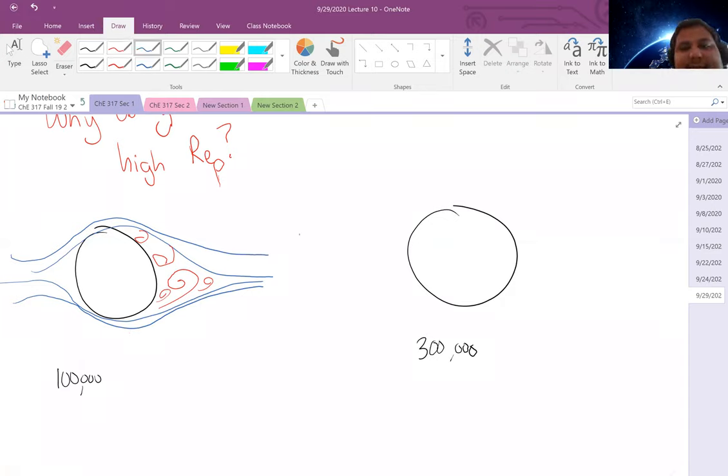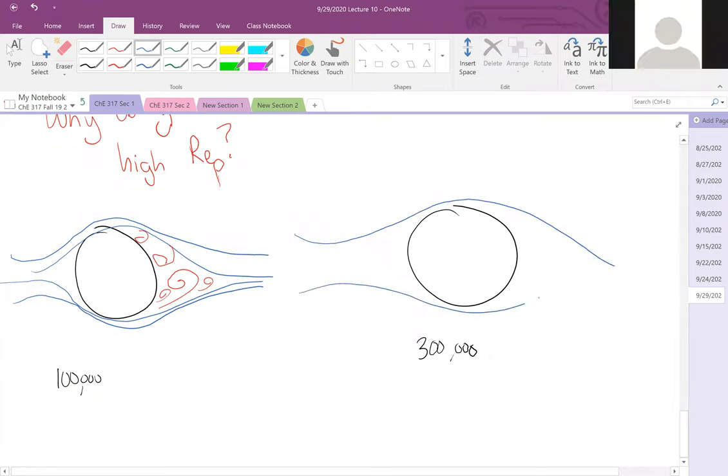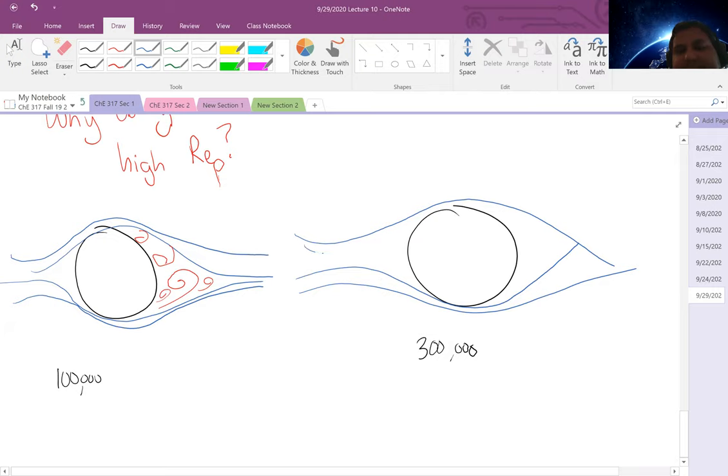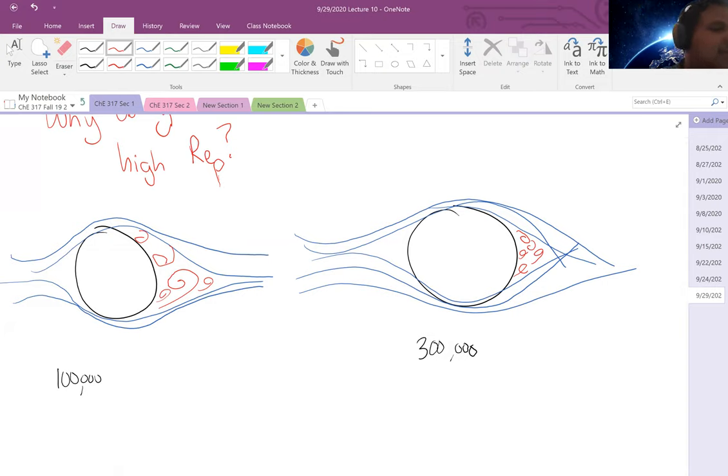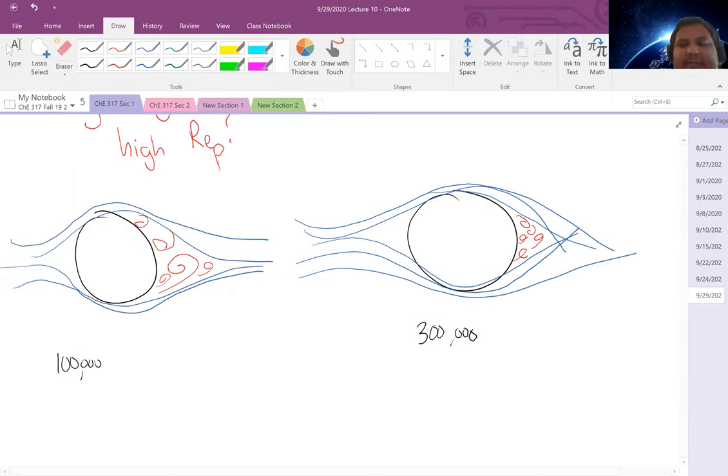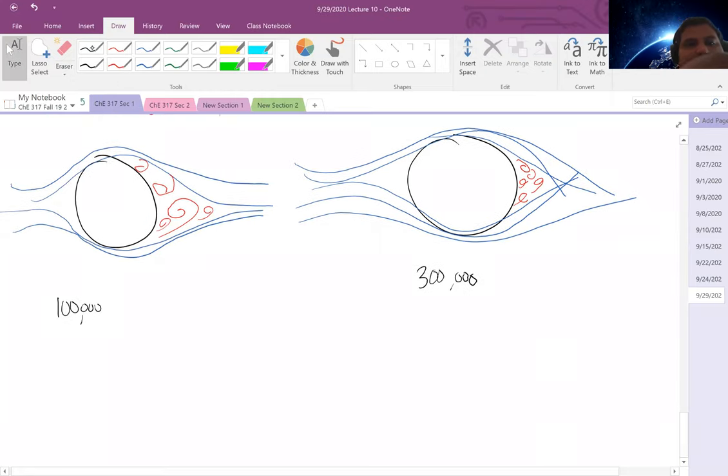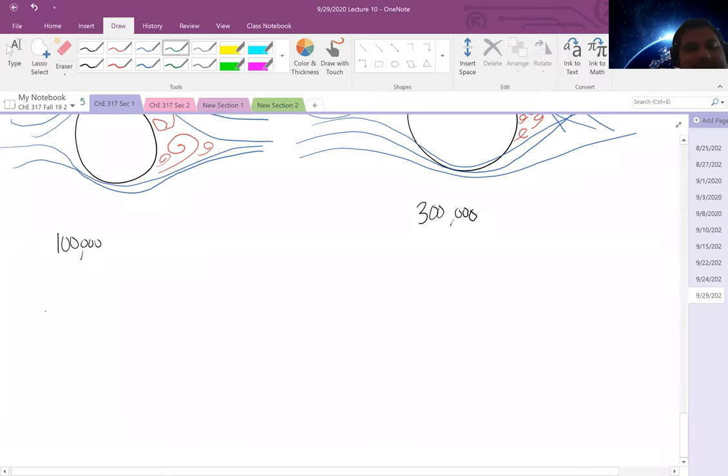At high enough Reynolds numbers, what we find is that the fluid momentum carries the fluid further inward at the back of our objects of interest. And what we see is a change in the boundary layer separation point and a decrease in the size of the wake that exists behind the object, as well as a reduction of drag. And so we see a reduction of drag.